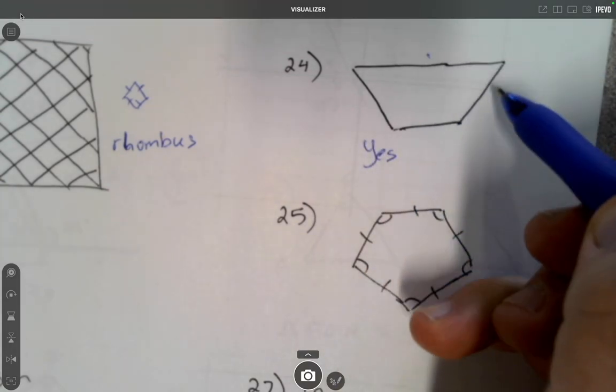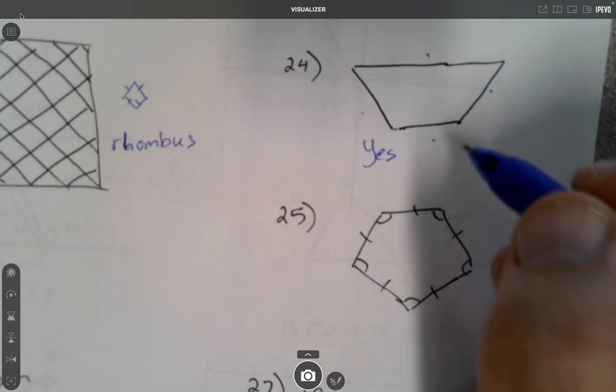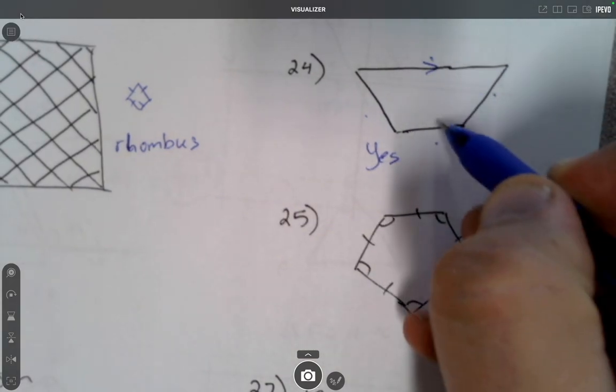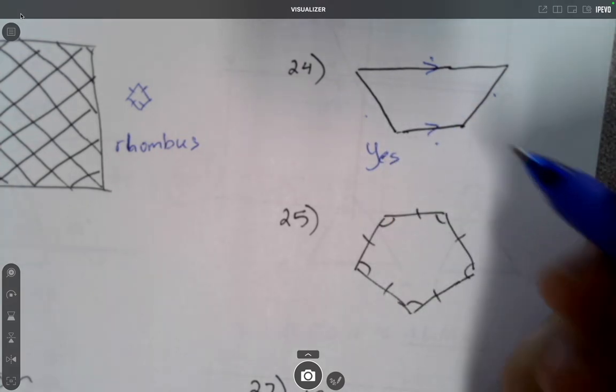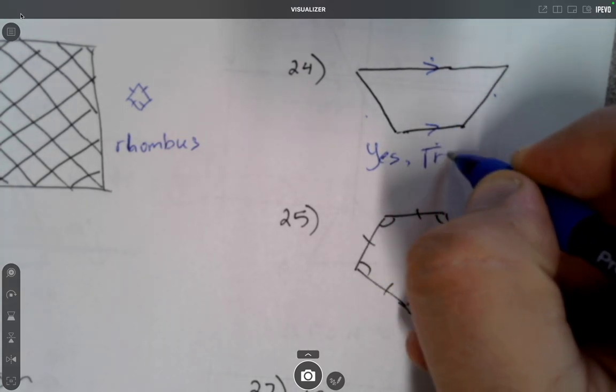And we have 1, 2, 3, 4 sides. And specifically, this would be a trapezoid because you can tell these two lines are parallel. These two are not. So when you have exactly two parallel lines, it's a trapezoid.